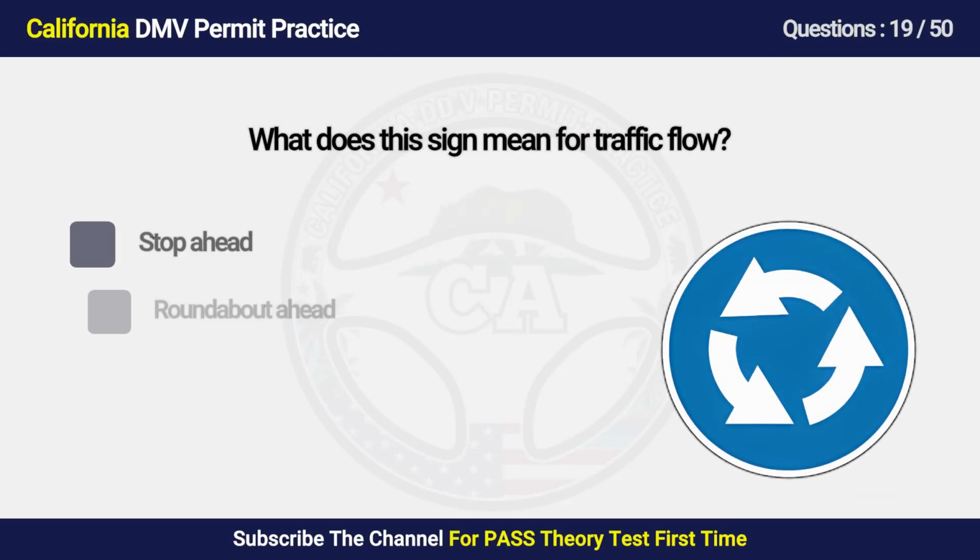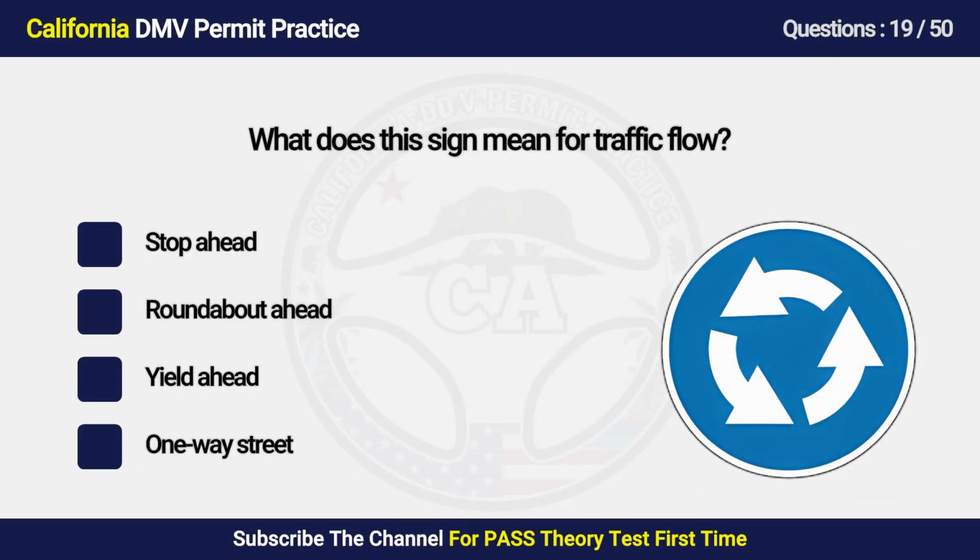Question 19. What does this sign mean for traffic flow? A. Stop ahead. B. Roundabout ahead. C. Yield ahead. D. One-way street.